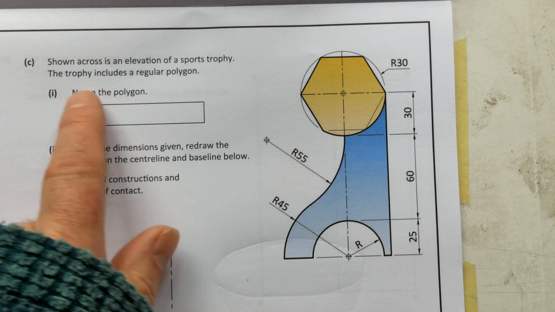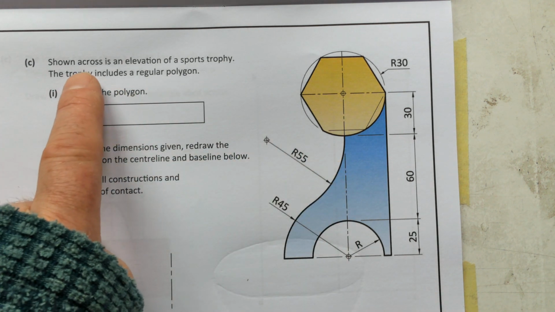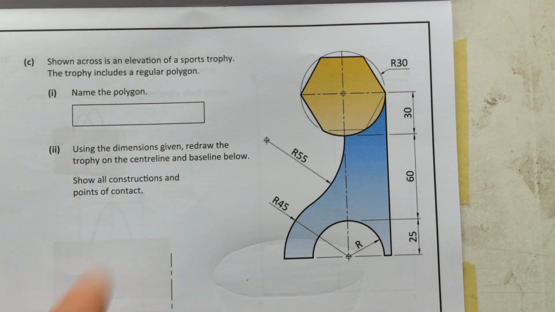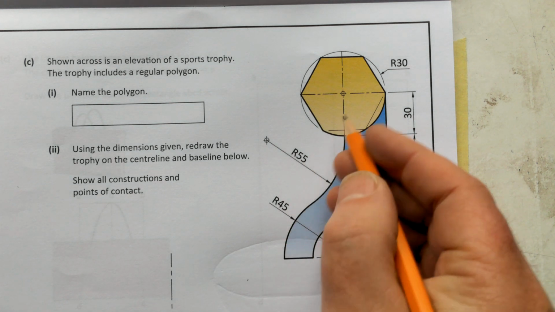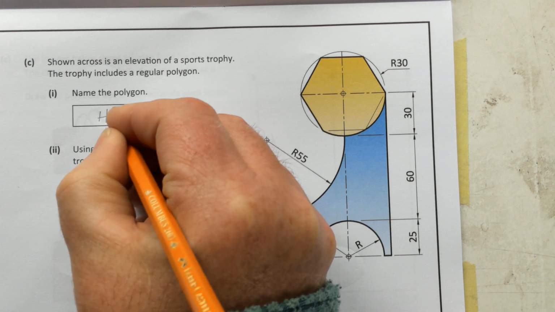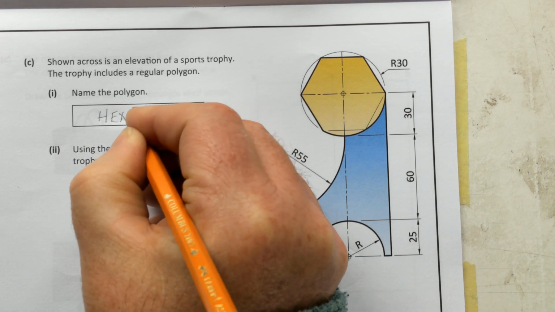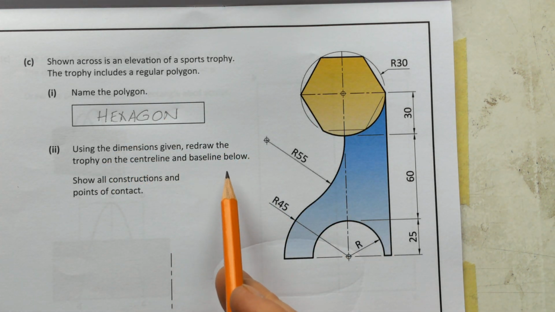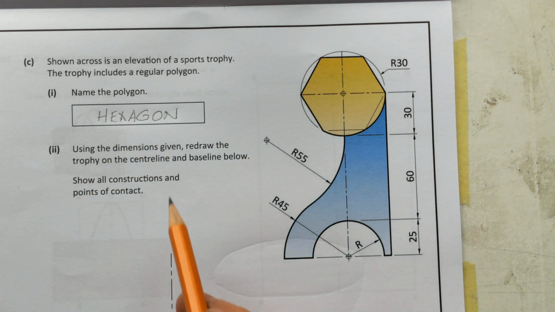Now question 2C. So shown across is an elevation of a sports trophy. The trophy includes a regular polygon named the polygon. So it's got six sides, so it's a hexagon. So using the dimensions given, we draw the trophy on the center line and the baseline below. Okay, so I'll just reset that camera there now to take in the whole page.